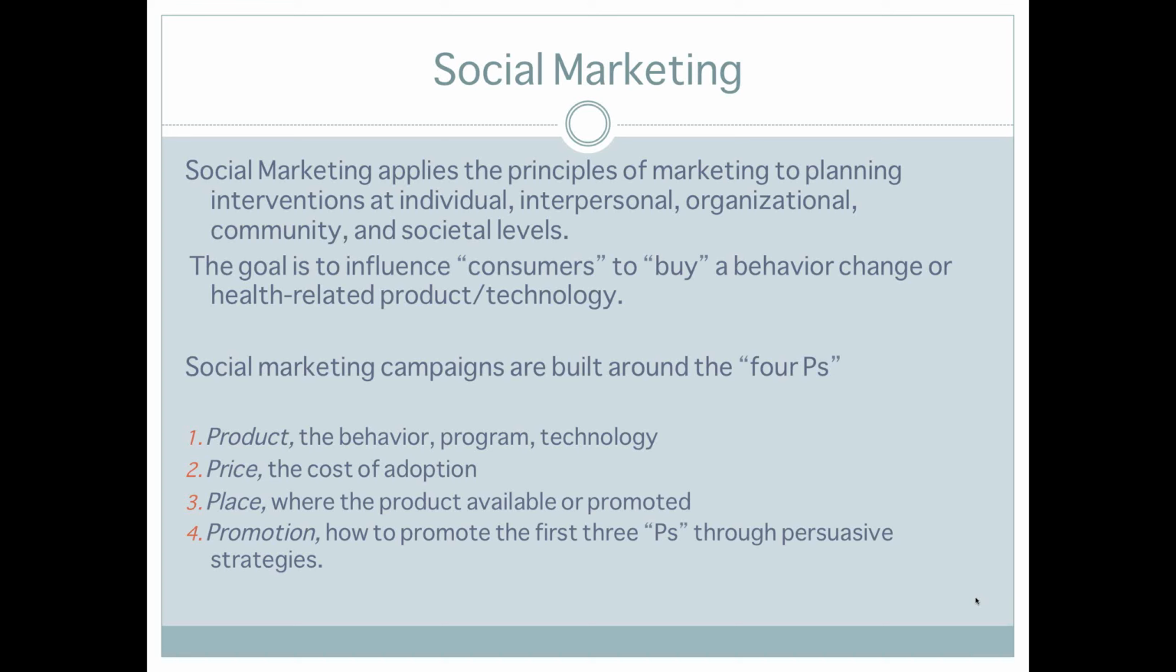And similar to a marketing campaign for a non-health product, a social marketing campaign is built around the 4 Ps. The 4 P's are product, price, place, and promotion. Product is the behavior, the program, or the technology that you're trying to market. Price is the cost to the consumer of adopting that behavior, program, or technology. Place is where the product is going to be available or promoted. And promotion is how to promote the first 3 P's through persuasive strategies.